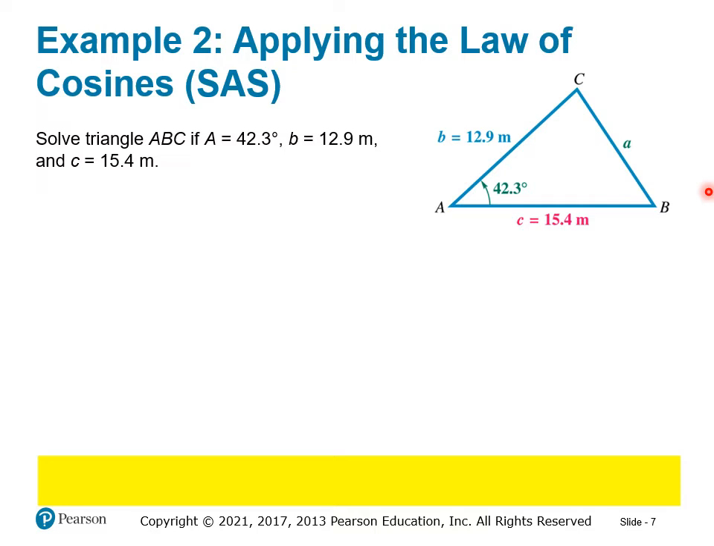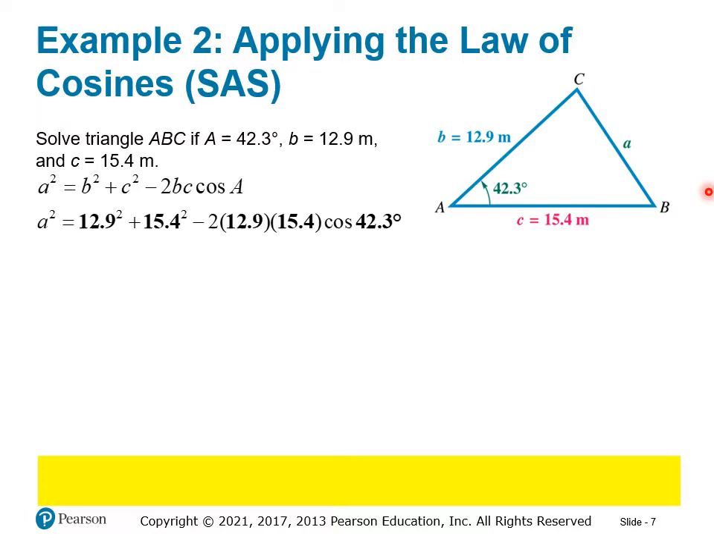We can do that using the law of cosines. Okay? Since we're trying to find a, we have a squared equals b squared plus c squared minus 2bc cosine A. All we do is plug in the values, get our calculator out, make sure we're in degree mode because this is in degrees. Okay? And we get a equals approximately 10.47 meters.